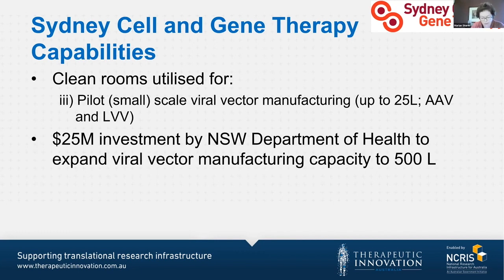Sydney Cell and Gene Therapy also have small-scale viral vector manufacturing that has recently received a $25 million investment by the New South Wales Department of Health to expand their manufacturing capacity to a much larger volume, which is terrific for them.